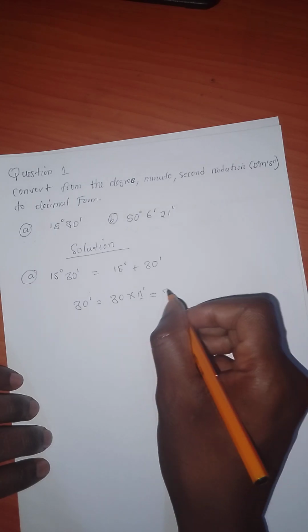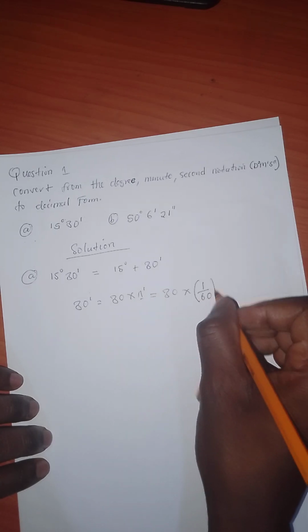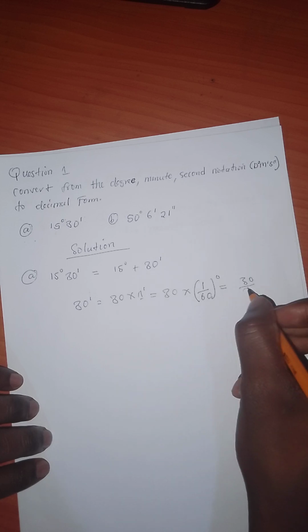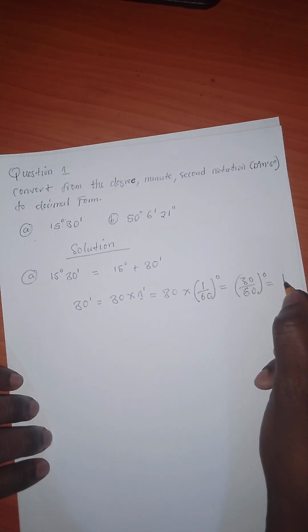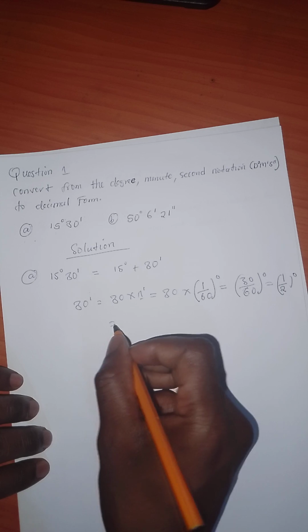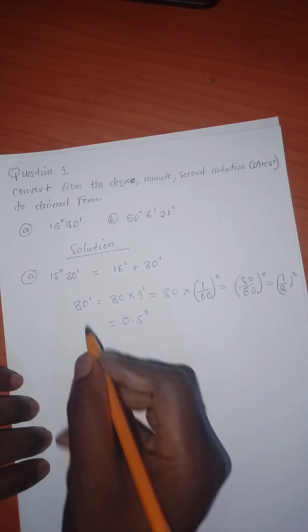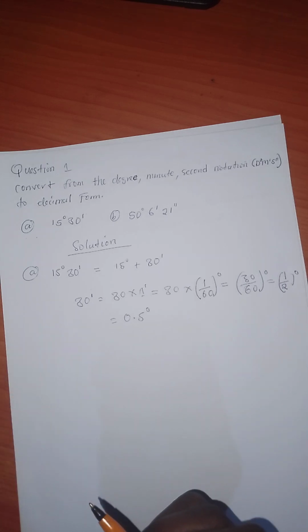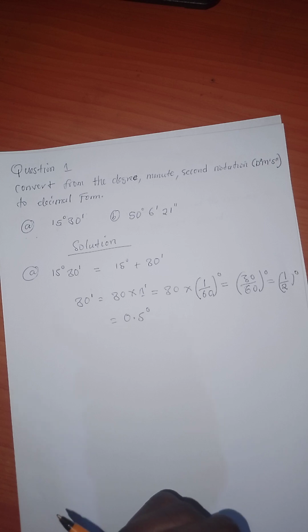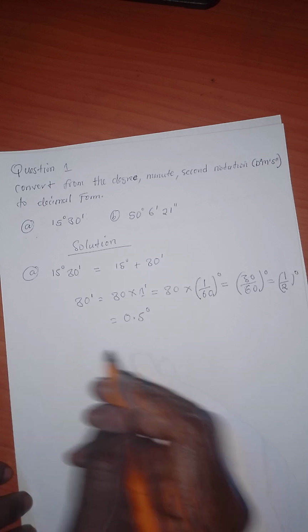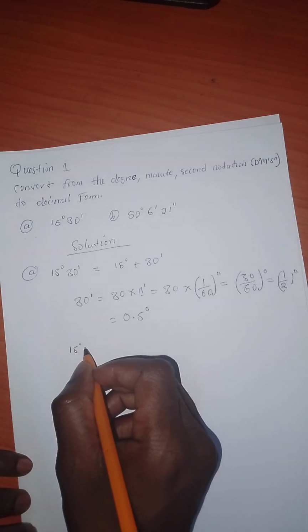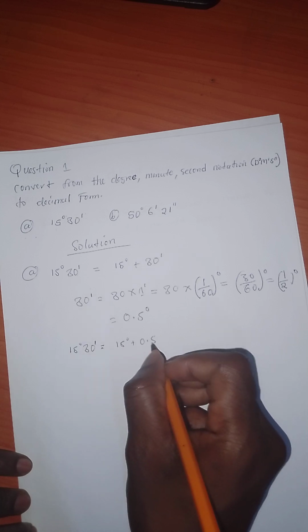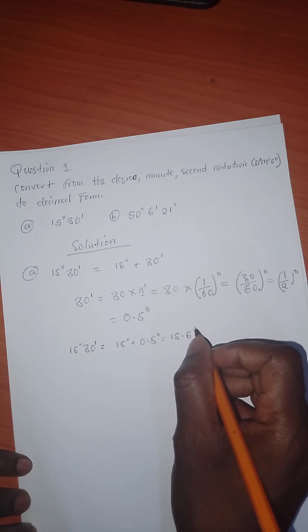We understand that 1 minute is equal to 1 over 60 degrees. Simplifying this, we get 30 over 60 degrees, which is equal to 1 over 2 degrees, which is simply 0.5 degrees. So we have converted the 30 minutes into 0.5 degrees. Now 15 degrees 30 minutes in decimal form is going to be 15 degrees plus 0.5 degrees, which is equal to 15.5 degrees.